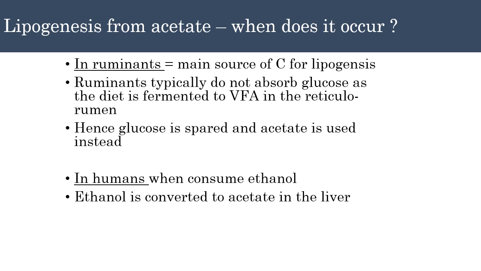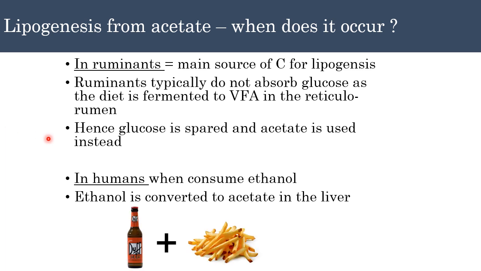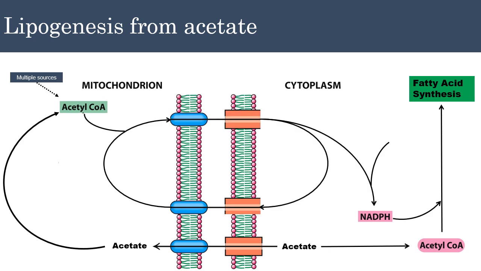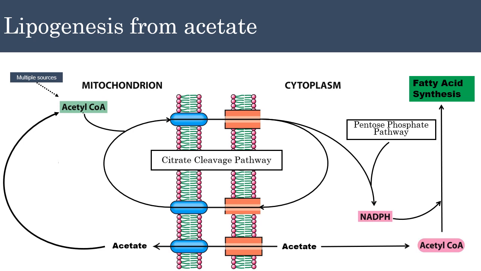In the scenario of humans, we can actually use acetate as a form to store fats or lipogenesis when we consume ethanol. So ethanol is converted to acetate in the liver, and we can actually then produce fatty acid. So essentially, if you're drinking a lot of beer and have a high-fat diet, you're going to end up looking like this guy. So overall, lipogenesis from acetate is much similar because you can actually generate acetyl CoA in the cytoplasm quite simply through acetate. However, we still need to get that reducing power of NADPH. So you can also send acetate back through into the mitochondria, back through the citrate cleavage pathway to produce NADPH. The other 50% will be again supplied by the pentose phosphate pathway.